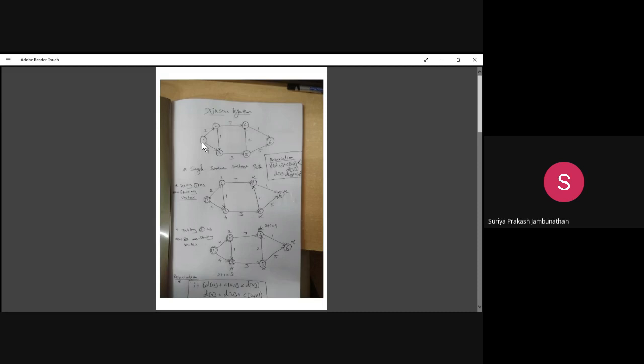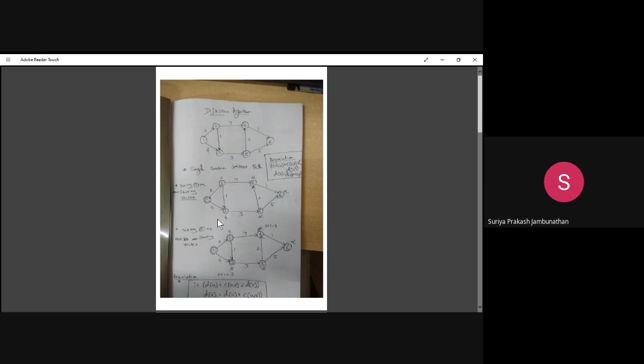What is the cost from 1 to 2? 2 is the cost. From 1 to 3, what is the cost? 4, sir. Okay. So 1 to 2 the cost is 2, and 1 to 3 the cost is 4. Listen here in the diagram: here we are writing 2, here we are writing 4. Remaining all values we are writing as it is.